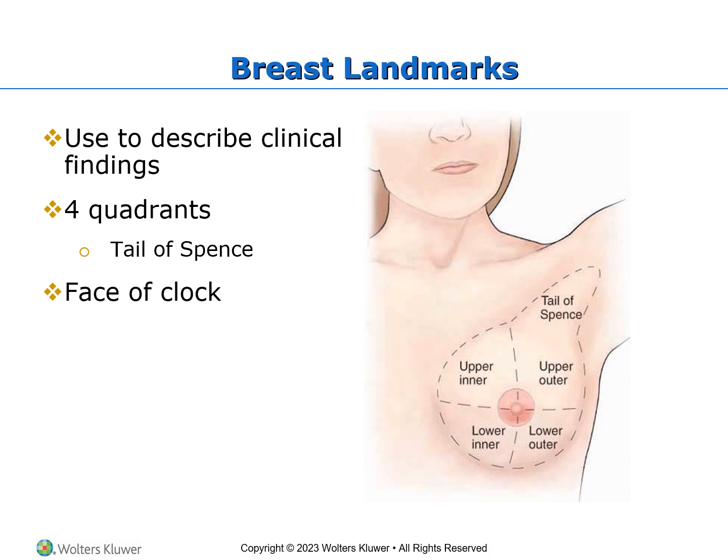The second method uses the face of a clock. So in this system, the nipple serves as the center of the clock. The findings are described by their clock position and distance from the nipple. For example, a nurse might document a 1 centimeter firm mobile mass located at the 2 o'clock position, 3 centimeters from the nipple, or tenderness noted in the lower outer quadrant of the left breast. So using consistent landmarks is going to help us improve documentation accuracy and allow providers to compare findings over time.